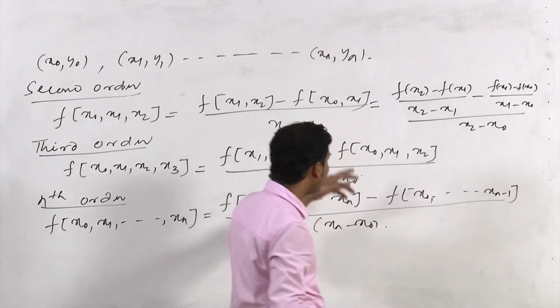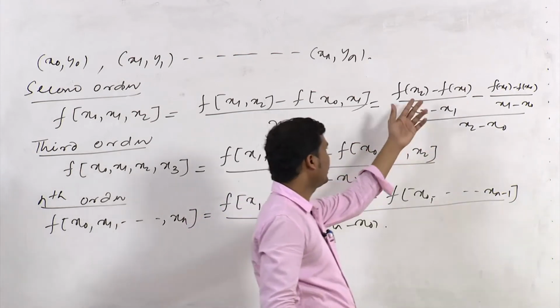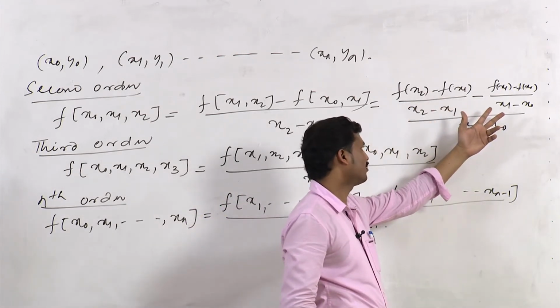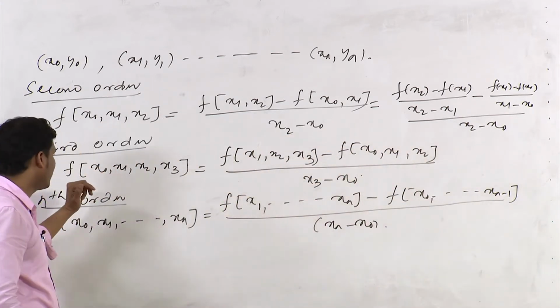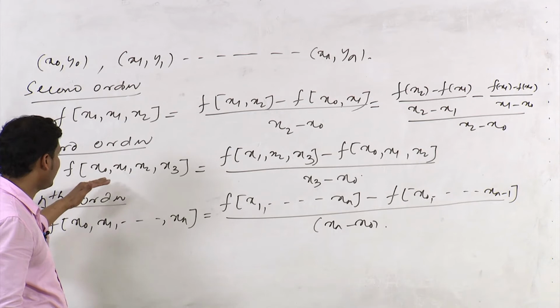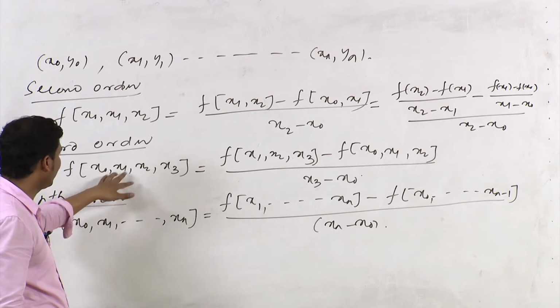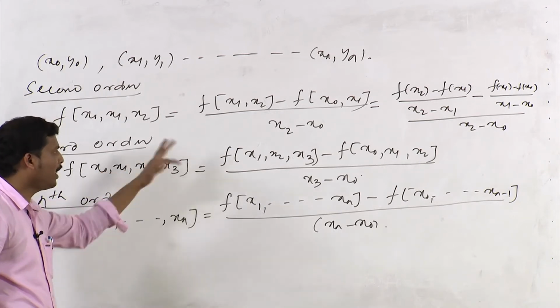This establishes a relationship between x2, x1 and x1, x0. And if you go for the third order divided difference here, it establishes a relationship between x0, x1, x2 and x3 combined.